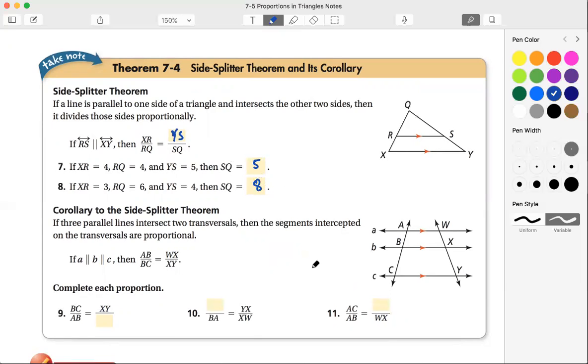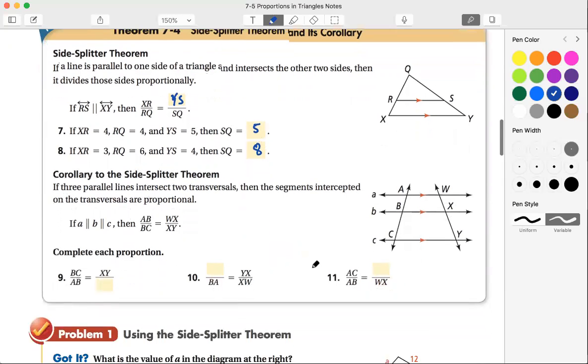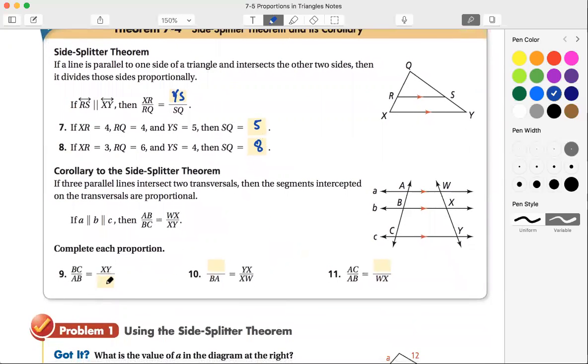So corollary. Now this is extended. Instead of just having two parallel lines, what if I have three parallel lines? Then I can set up this ratio. So let's complete each proportion. We know BC is to AB as XY is to WX. We know CB is to BA as YX is to XY, and AC is to AB as WY is to WX.